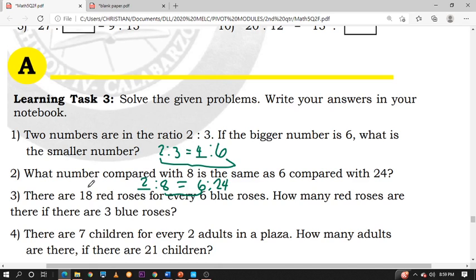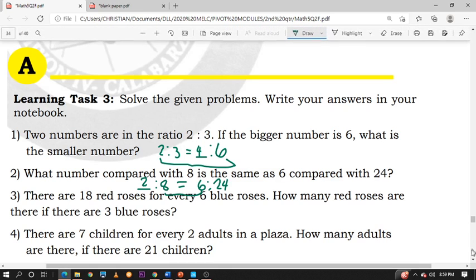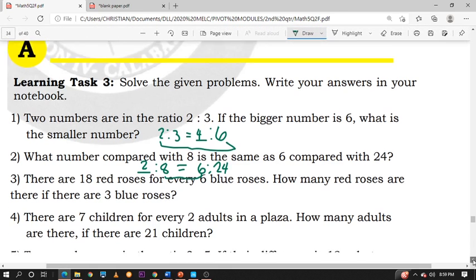O, yung 2 lang. Ang tinatanong naman is number, so yung 2. So, dito pala sa number 1, ang tinatanong na is smaller number. So, ang smaller number is 4. So, yun lang magiging answer. Okay, so yun po ang lesson natin for equivalent ratios.